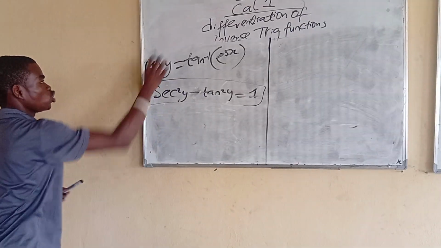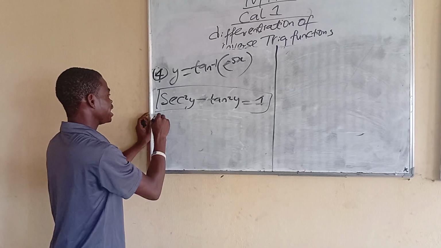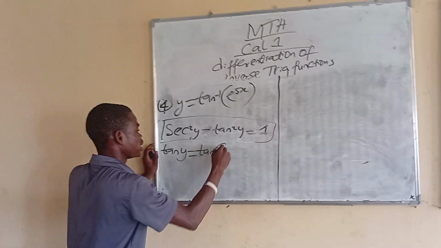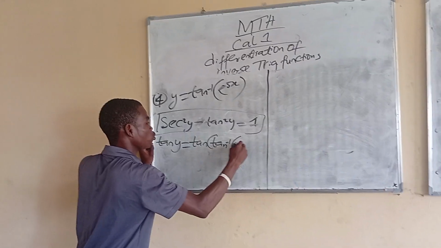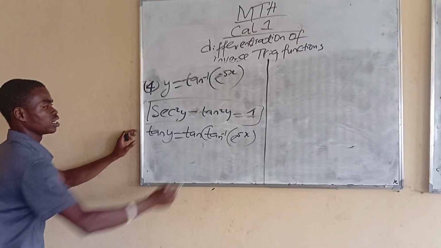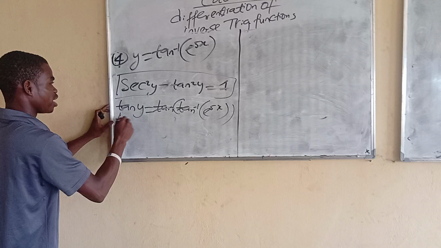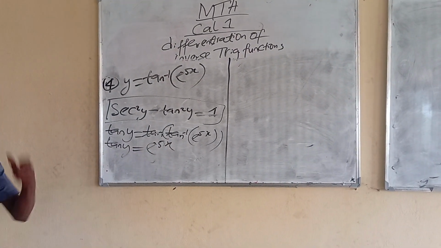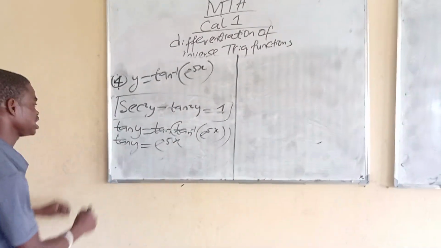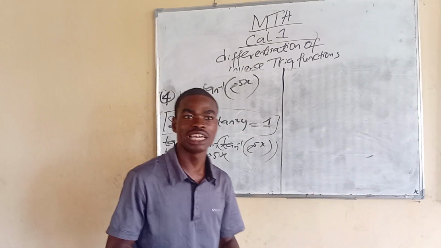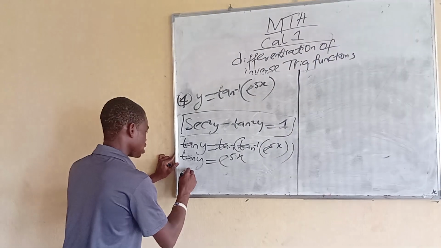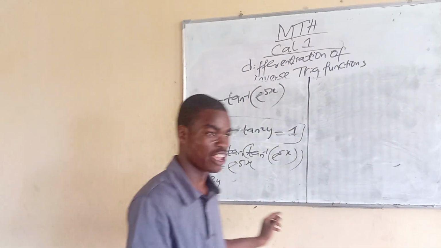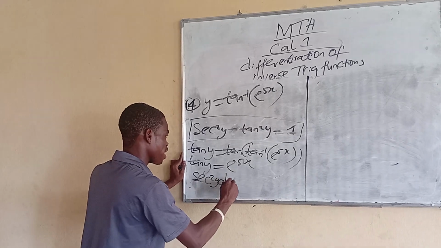So now, solving this question, taking tan on both sides. That's tan y equals tan of tan inverse of exponential 5x. So this should be gone, and tan y will equal exponential 5x alone. Differentiate both sides. That's the next step. Differentiating tan y, you get sec squared y. Note that. You are differentiating with respect to y on the left hand side, so don't forget your dy.